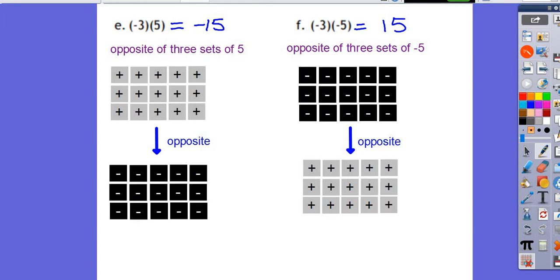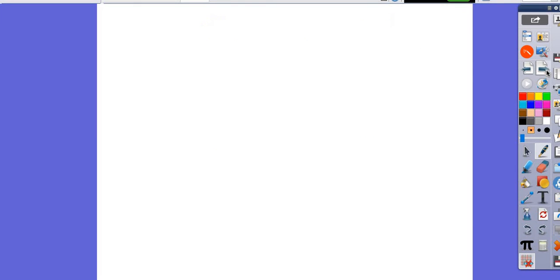Okay, number 2, you're going to work on homework in a minute. Number 3, I want to do B with you. And I'm going to show you how I would work B. But first, what does problem B even say? What is the problem? Negative 4 times 5. Negative 4 times a 5, right? That's what it says? Yes, ma'am.